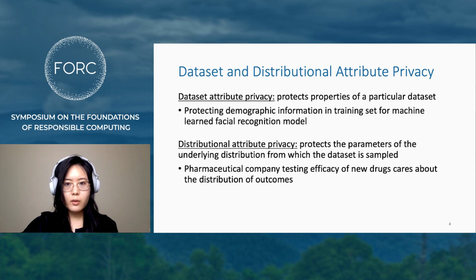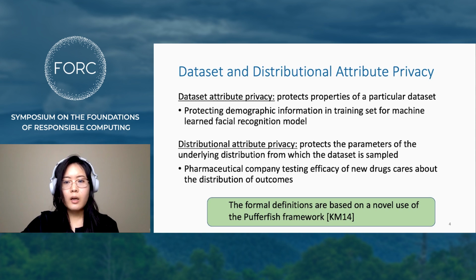Our second privacy notion is distributional attribute privacy, which protects the parameters of the underlying distribution from which the dataset was sampled. For example, a pharmaceutical company running medical trials for a new drug is interested in the distribution of outcomes on the general population, not just the individuals selected for this trial.